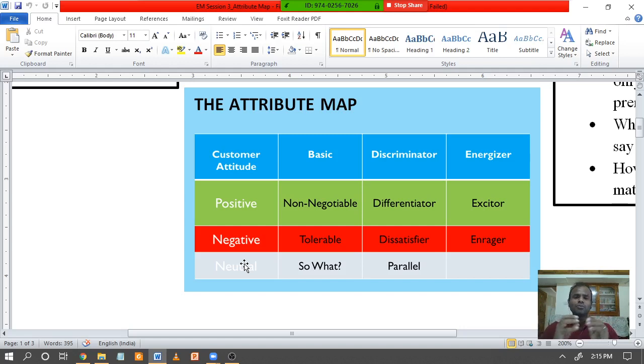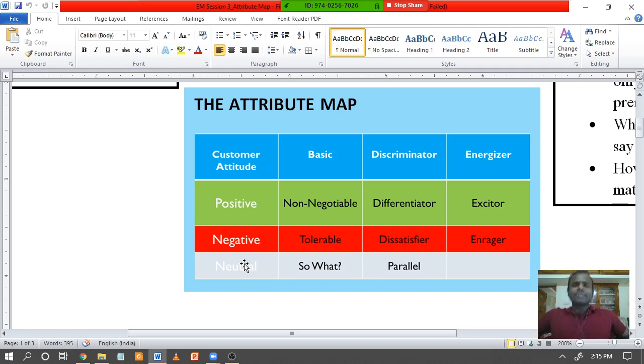So the attribute map is a tool to help you arrive very close to the customer's need from a product or service. It will help you understand and come as close as possible to the customer's needs and requirements. Because the best product that sells in the market is not the product which is the best technically or which looks the best, it is the product which the customer needs and wants. So how do you create that perception in the mind of the customer, and how do you know the physical, psychographic, and emotional requirements of the customer? The attribute map is a tool for that.